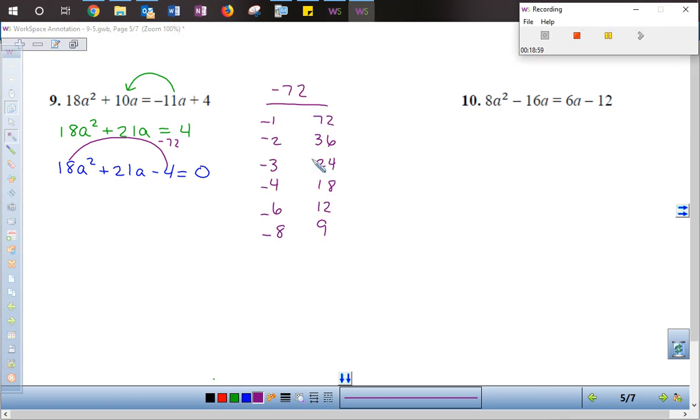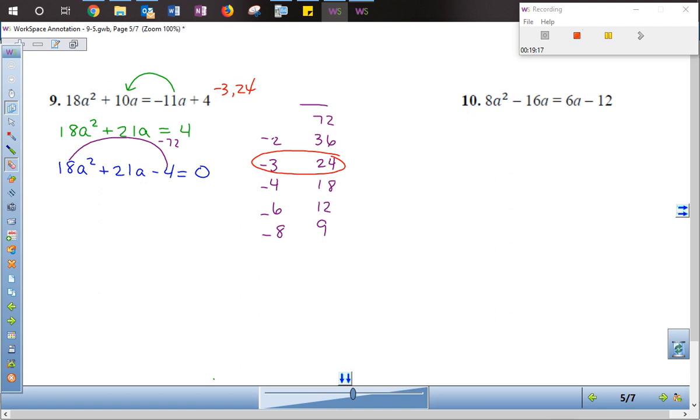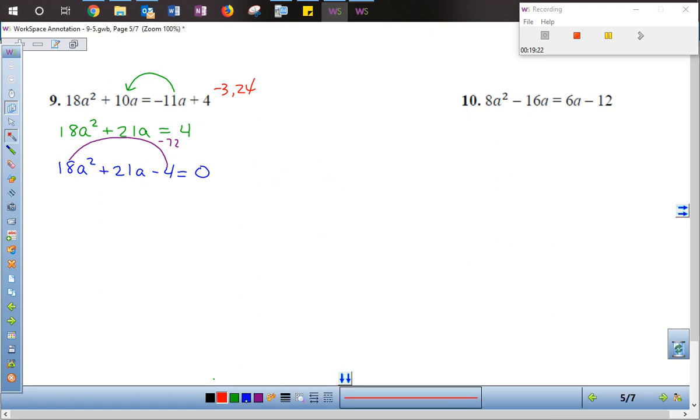Here I've listed the factors of negative 72 that would be helpful for me. Since we end up with a positive result, that means my bigger number needs to be positive, and the two that add together to give me a positive 21 are negative 3 and 24. So I want to rewrite my equation, but instead of that 21, I want to replace it with negative 3 and 24. So I'm going to have 18a squared, bring down my minus 3a, and plus 24a. Then my minus 4 equals 0.